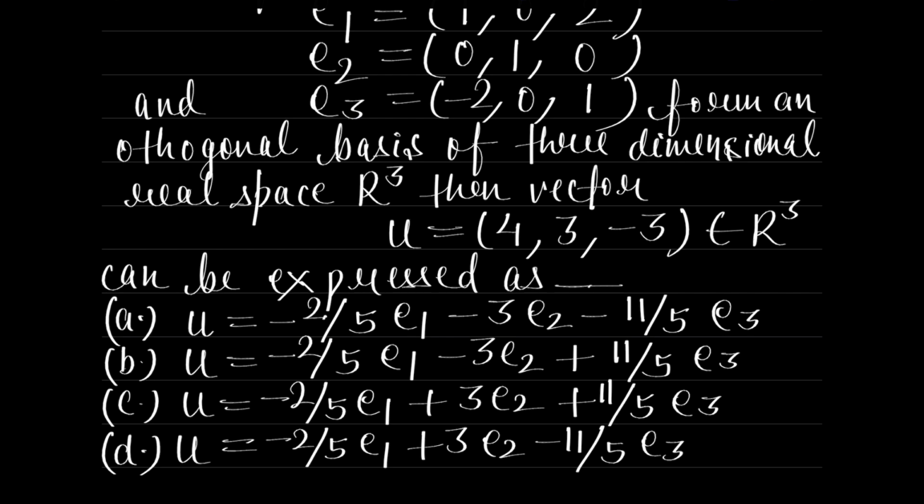Option A, U equals -2/5 E1 - 3 E2 - 11/5 E3. Option B, U equals -2/5 E1 - 3 E2 + 11/5 E3. Option C, U equals -2/5 E1 + 3 E2 + 11/5 E3. Option D, U equals -2/5 E1 + 3 E2 - 11/5 E3.